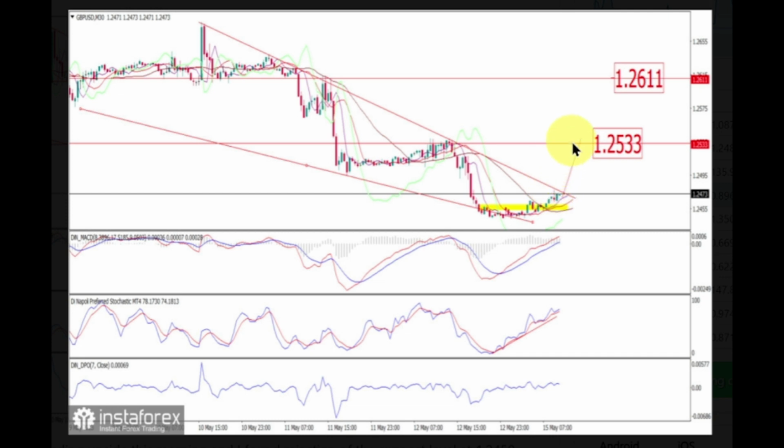Upside objectives are set at the prices of 1.2530 and 1.2610. The stochastic oscillator is showing a fresh bull cross and bullish divergence in the background, which is another sign for further upside movement. Key support is set at the price of 1.2450.